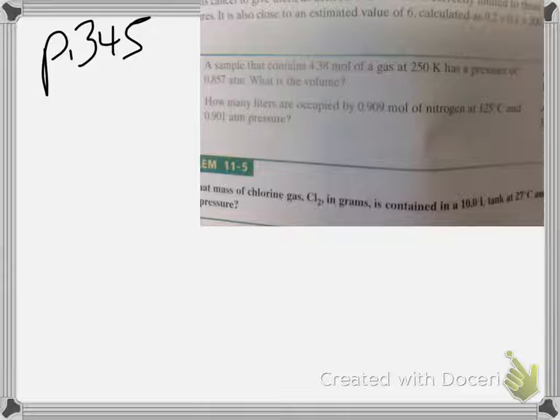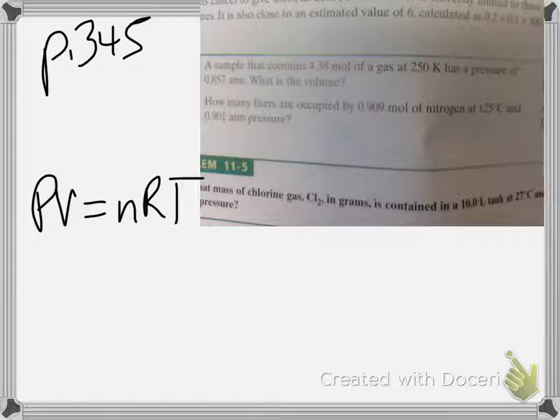Page 345. Okay, so a sample contains 4.38 moles of some gas at 250 Kelvin and has a pressure of 0.857 atm. What is the volume of the gas sample? Easy enough, because we know that PV equals nRT. So much fun. I just love it. But that's because I'm clearly a Fruit Loop.